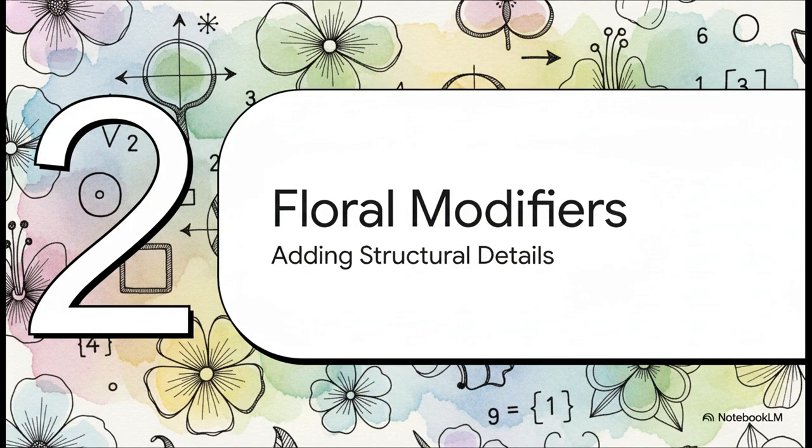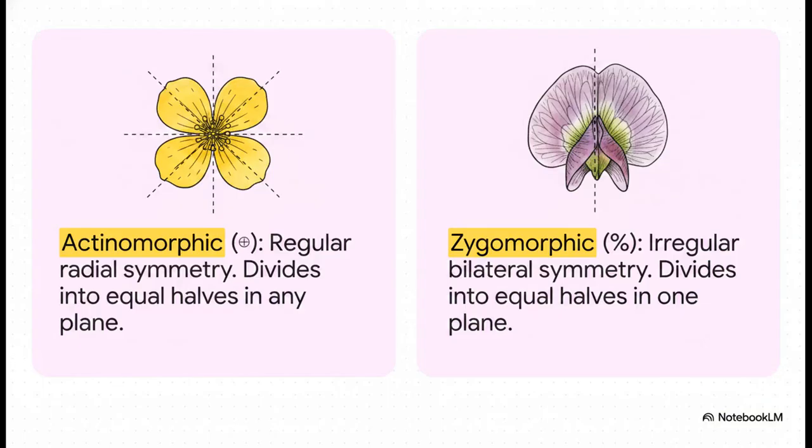Section 2, Glossary of Floral Modifiers. This is where we add those specific structural details. The very first symbol in a formula is a dead giveaway for the flower's symmetry. See a circle with a cross inside? That is actinomorphic. It means regular radial symmetry. You can slice it like a pizza in any direction through the center and get equal halves, like a perfectly round mustard flower. Now, if you see a percentage sign, that means zygomorphic, or irregular bilateral symmetry.